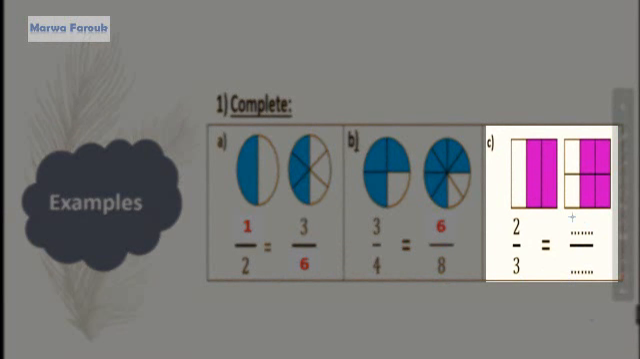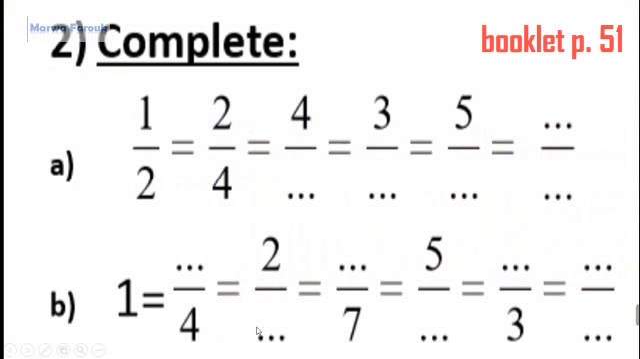We have here 2 colored parts of 3 parts. And we have here 1, 2, 3, 4 colored parts of what? Of 6 parts. So we got 4 over 6. Okay, let's see another example.